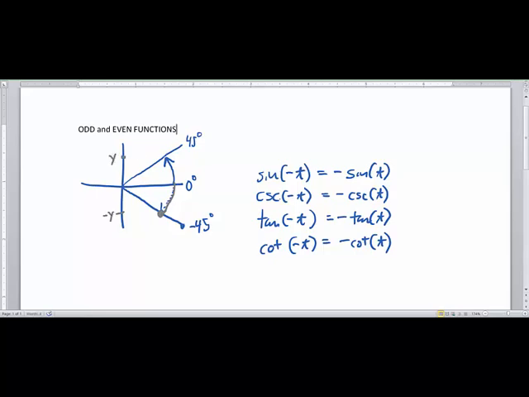So that kind of makes sense for sine and cosecant, because sine is y, and cosecant is the reciprocal, 1 over y. The tangent and cotangent also have y's in them as well. But here's where things get kind of messy, because I am going to bring up cosine. Now, cosine just has an x in it.